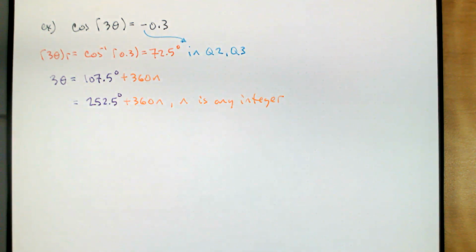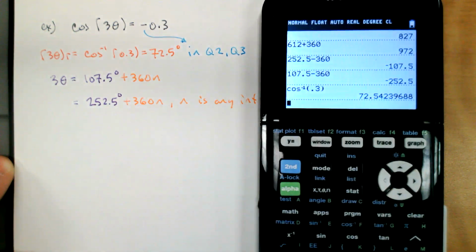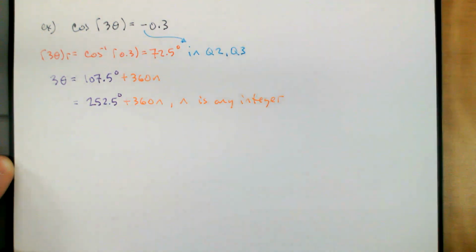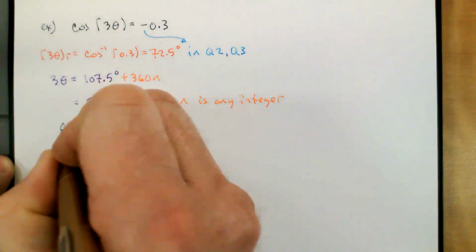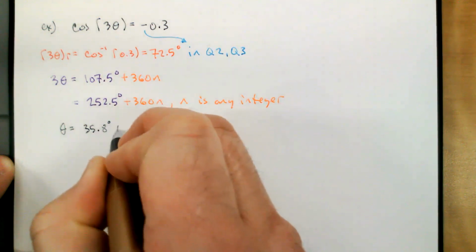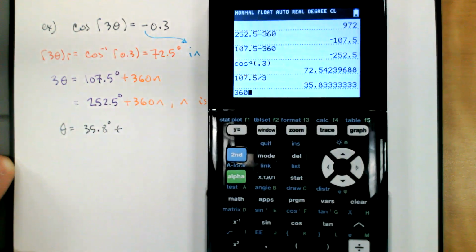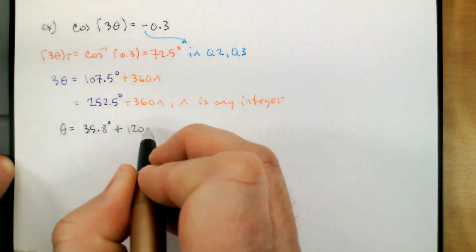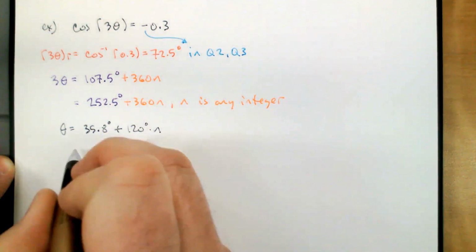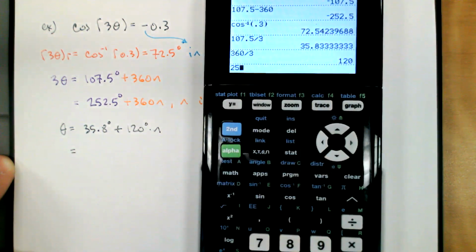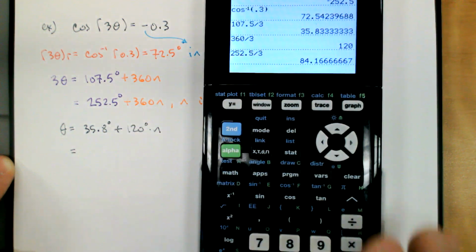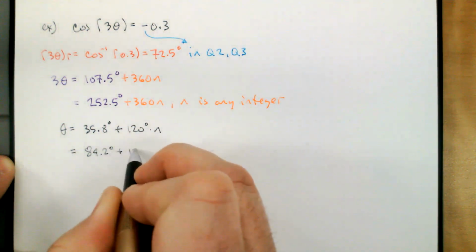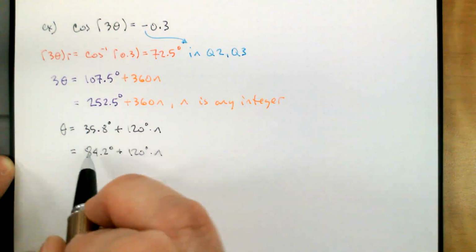So let's go through and divide by 3. 107.5 divided by 3 is 35.8. So our angles theta will be 35.8 degrees. And 360 divided by 3 is 120. And then we do the same thing for 252. Divide the 252 by 3 and get 84.2 plus 120 because we have to divide the 360 as well.